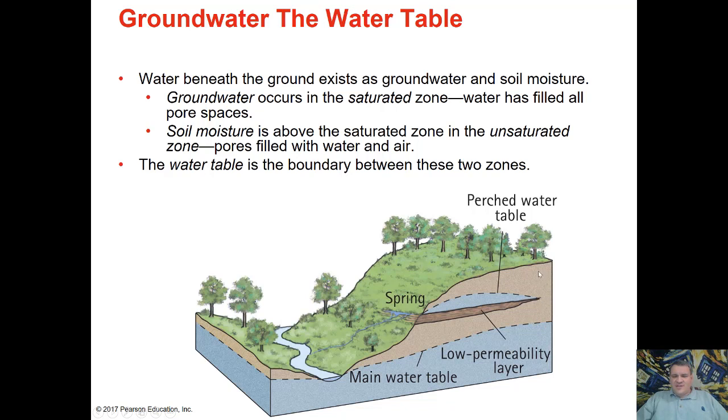Above the saturated zone, we have the unsaturated zone. I know, it's very clever. Water in this region is known as soil moisture. So soil moisture occurs in the unsaturated zone. Groundwater occurs in the saturated zone. The boundary between the saturated and unsaturated zone is the water table. If you can dig down into the water table, then you're now into the saturated zone, and you may be able to start pulling water out. So wells are actually dug down into the saturated zone below the water table.